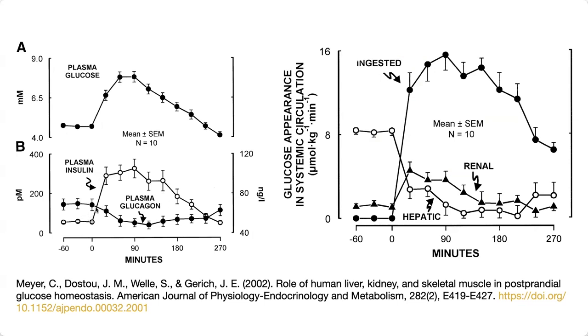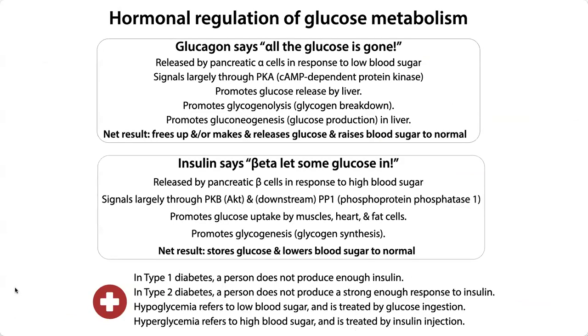And as their insulin spiked, we got this decrease in glucagon. Glucagon, remember, was like the opposite of our insulin. If insulin was saying, better let some glucose in, glucagon is saying, all the glucose is gone. It's going to be released by the alpha cells of your pancreas, and it's going to counter the effects of the insulin.